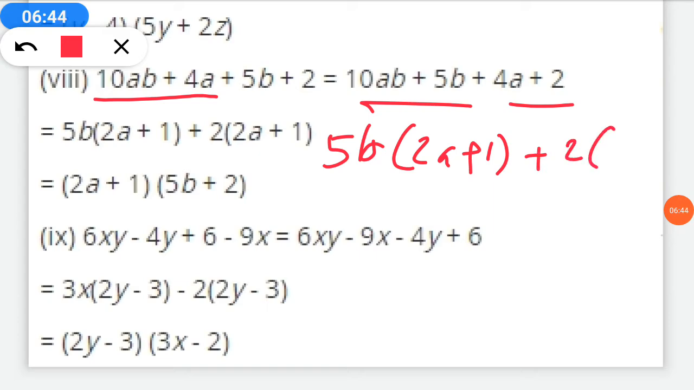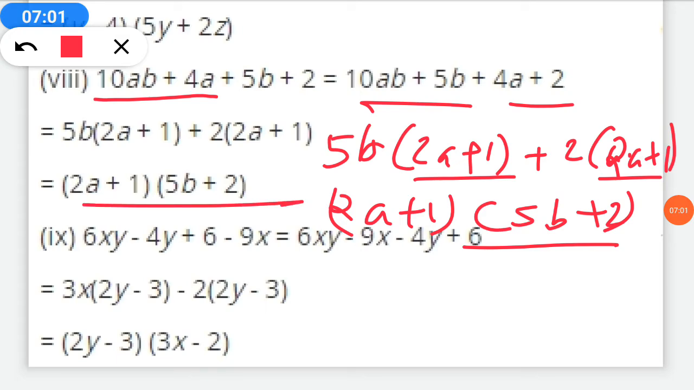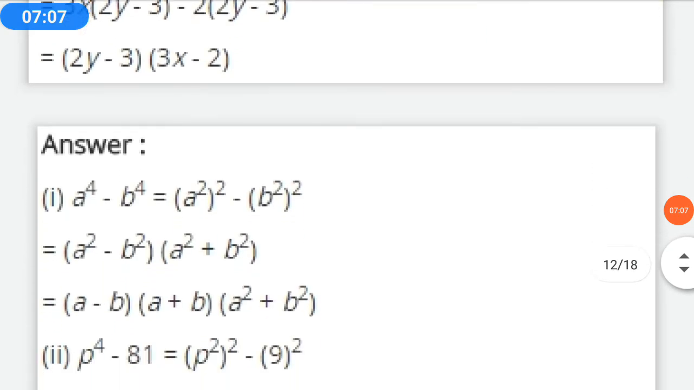In this, when we take 2 as common, what is left? 2a + 1. Now 2a + 1 is common. So 2a + 1, what is left inside the bracket? 5b + 2. Okay, so in this way, students, you have to solve each and every question. Try to do the 9th part yourself.